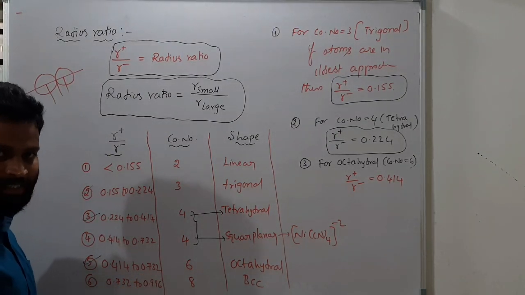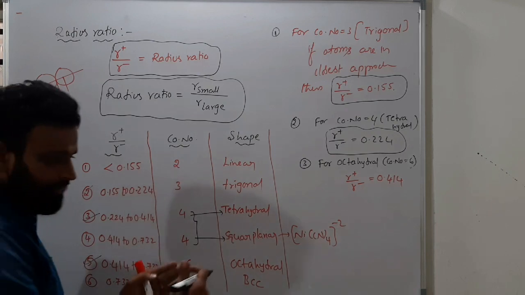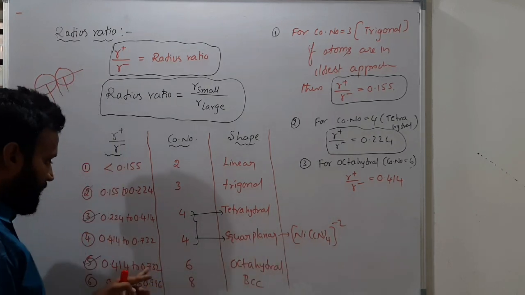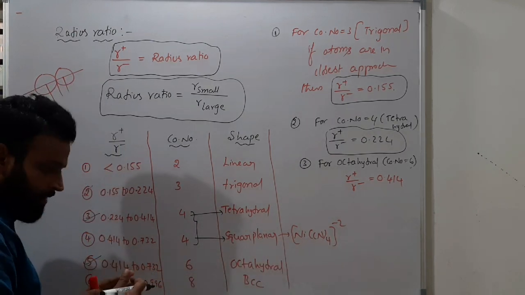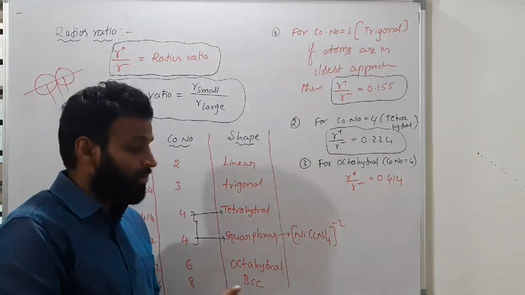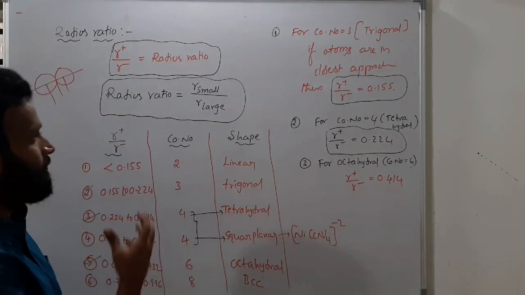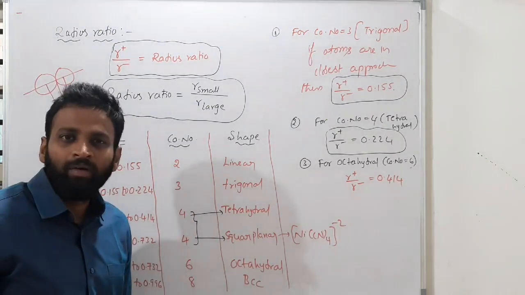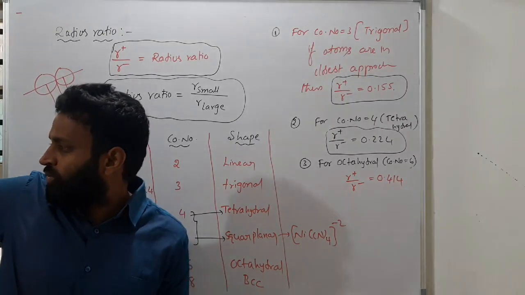Radius ratio maximum for maximum length. Understanding? If they are at more distance, then you will have the maximum ratio. Minimum you will have 0.414. Got it? So this is about radius ratio. It's very important. Based on this, I will give you some MCQs also. You have no need to worry.